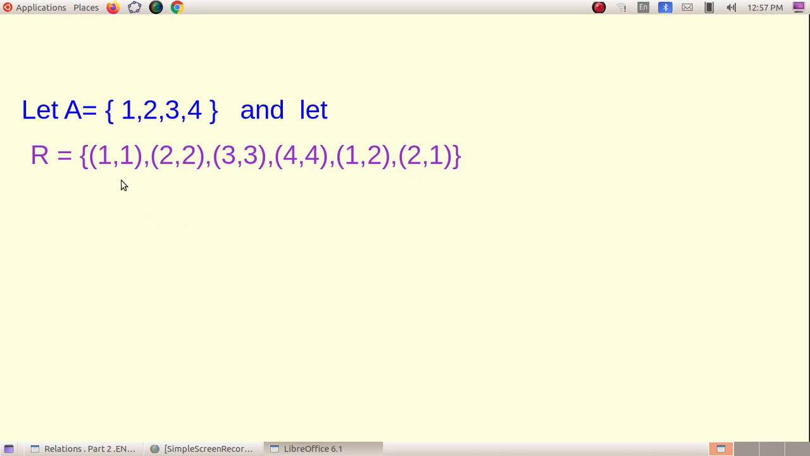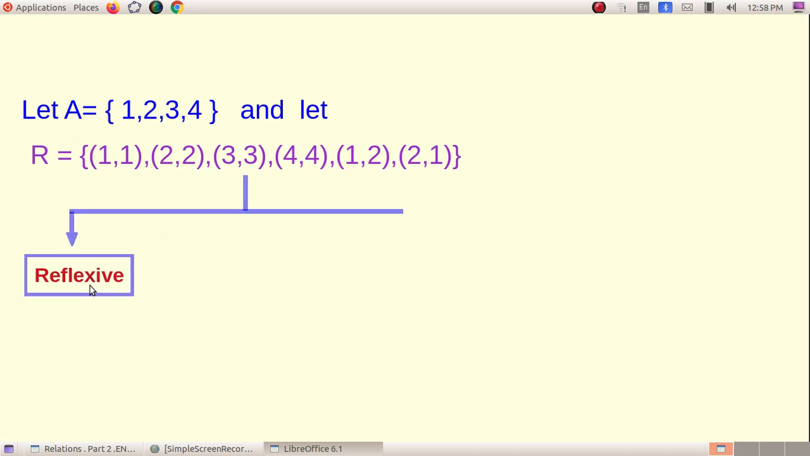What are the peculiarities you observe on this relation R? Is this relation reflexive? Of course. Why do we say that this relation is reflexive? Here 1 belongs to A, (1, 1) belongs to R, 2 belongs to A, (2, 2) belongs to R, 3 belongs to A, (3, 3) belongs to R, 4 belongs to A, (4, 4) belongs to R. For every a in capital A, (a, a) belongs to R. Therefore, this relation is reflexive.